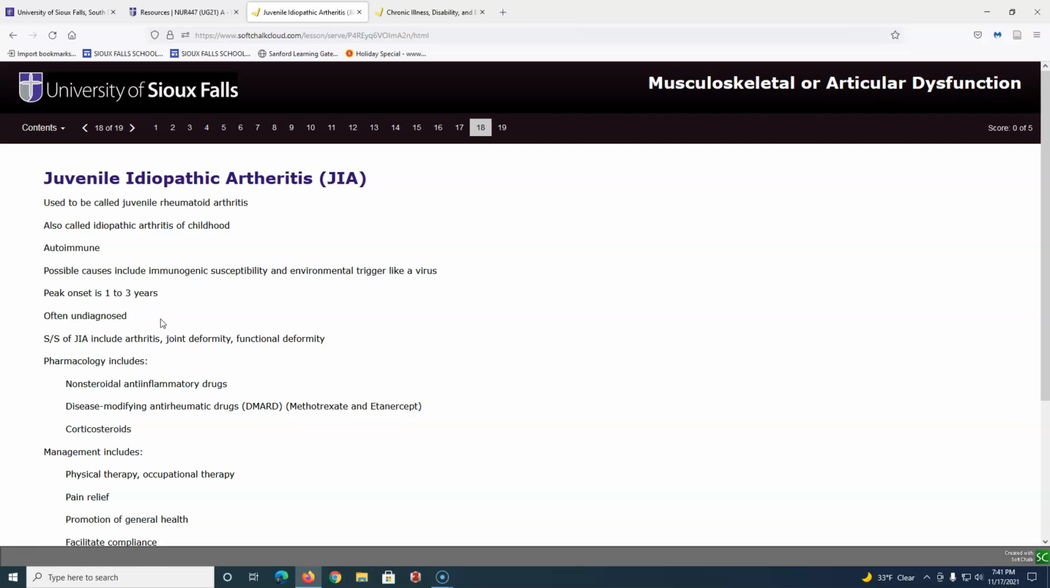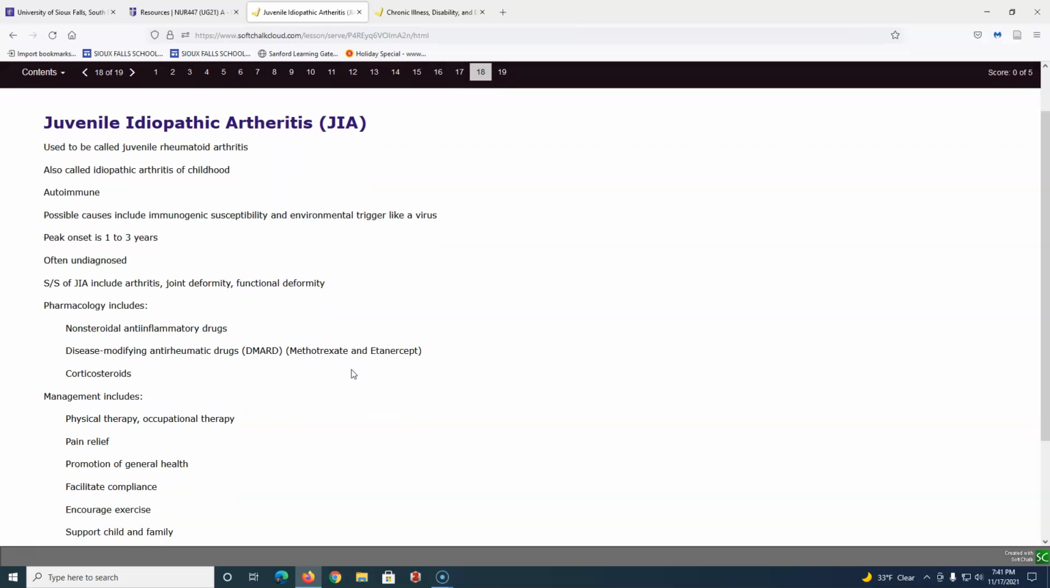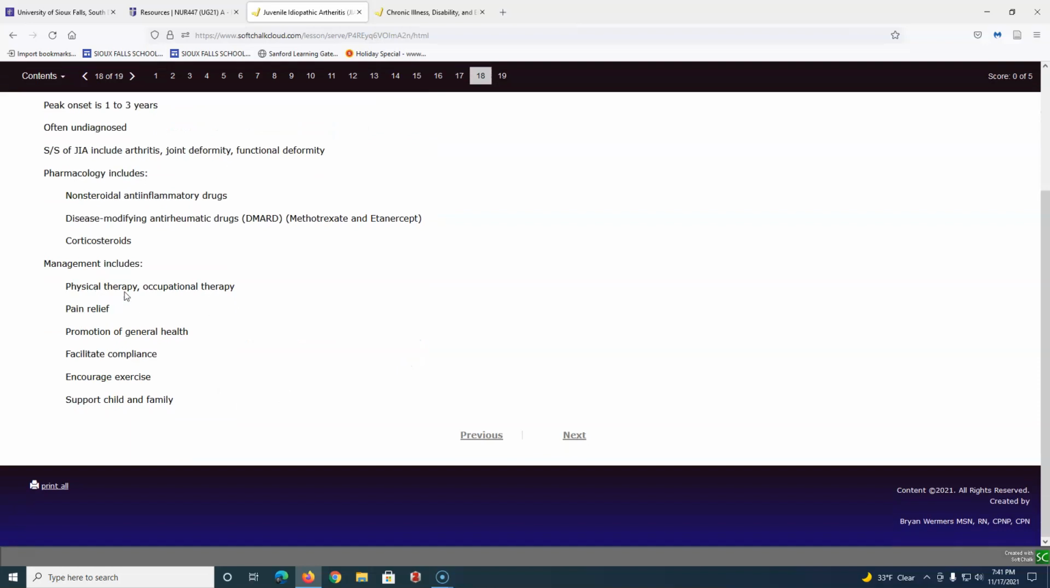Some signs and symptoms are pretty broad. It's arthritis, joint deformity, functional deformity. Can be some warmth, redness, swelling. Treatment, NSAIDs. We can also give some meds like methotrexate and some steroids. Management: getting up and moving as much as possible, relieve the pain. Promote good general health as a whole. Encourage exercise and support them and their family.